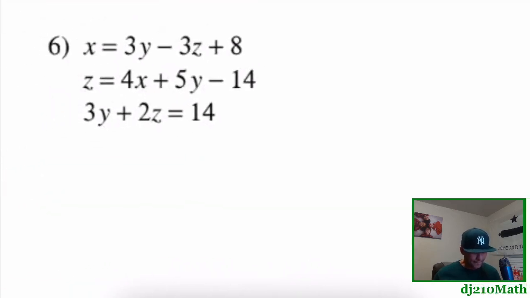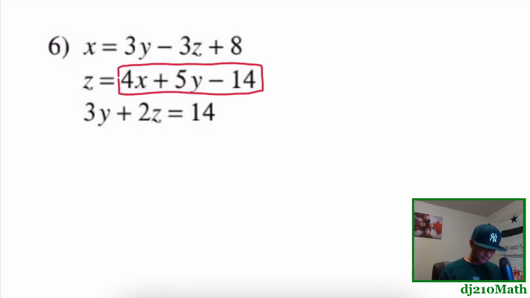Okay. Number 6. All right. X and Z are by themselves. So this really isn't clear. However, this Z, it can go here and here. I think I'm going to do that.